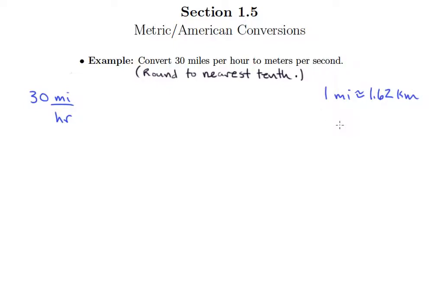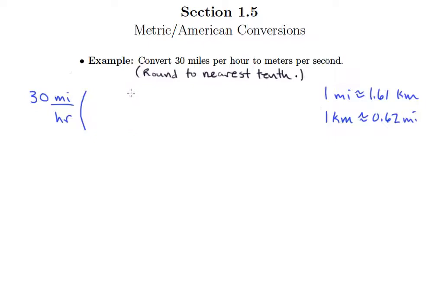1.61 kilometers. Don't know where I got that 2 from. And that 1 kilometer is about 0.62 miles. Okay? So we go back over here and set up our conversion factor.